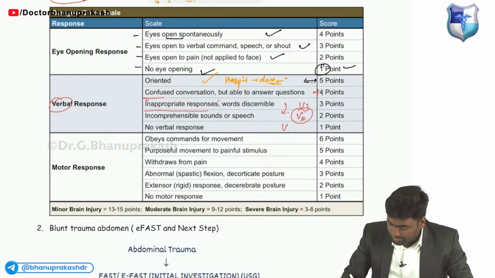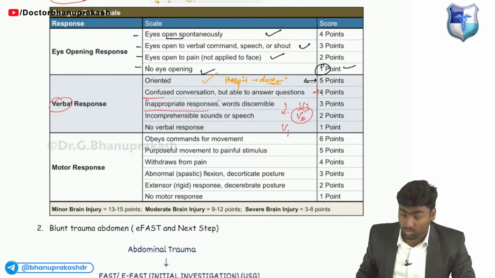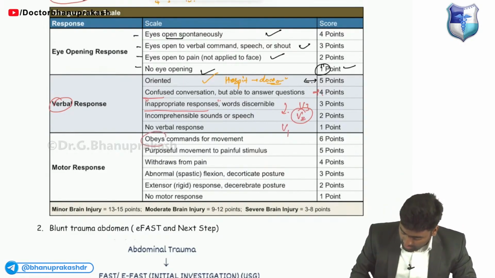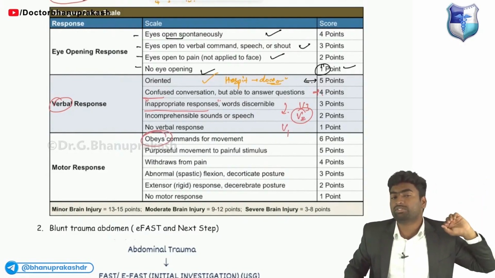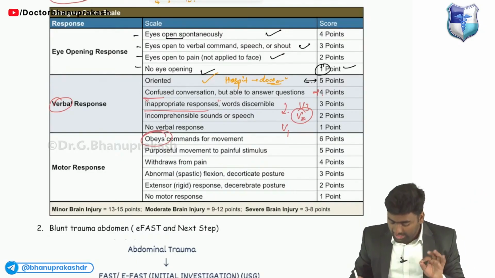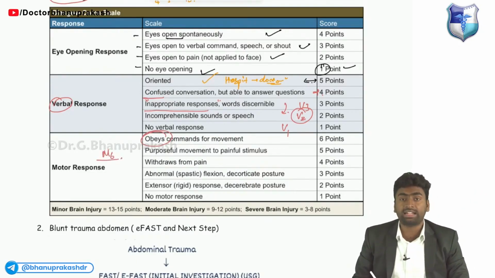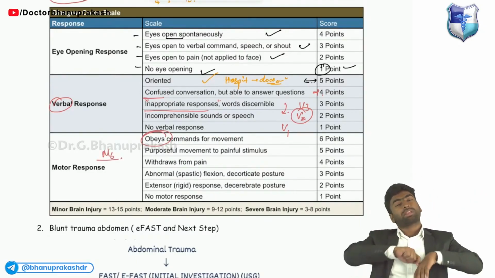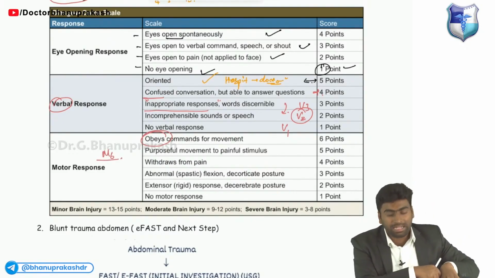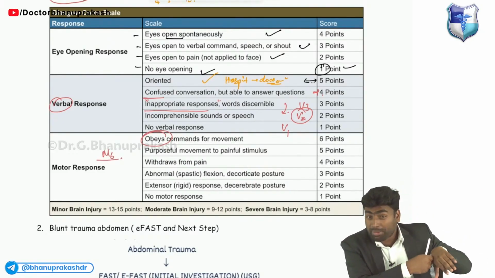And finally, the best one, the motor response, as I told you. First, you ask the patient to lift his hand. If he is obeying the command, it is M6. Next, you need to pinch the hand. You make a painful stimulus.